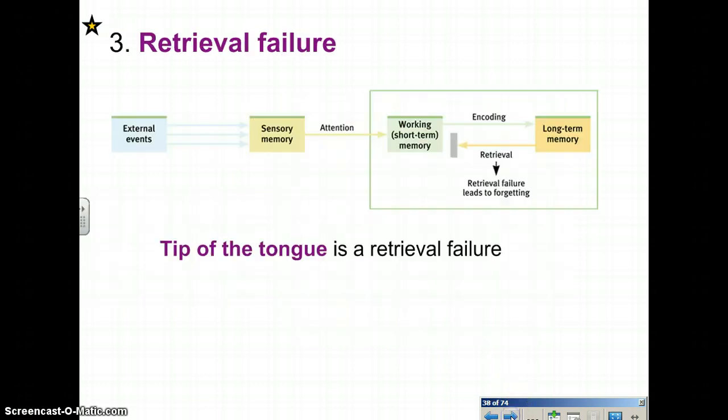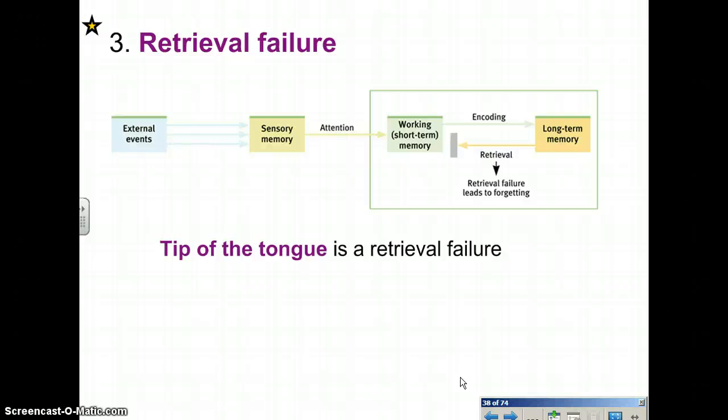Retrieval failure, or the inability to get information out of long-term storage even when it is there, is a third reason for memory failure. Have you ever tried to come up with a word or a name and it was on the tip of your tongue but you just couldn't quite remember it? That's a retrieval failure. Often with a little priming, like being given the first letter, you can come up with it. It was there all along, but for some reason it was hard to access.